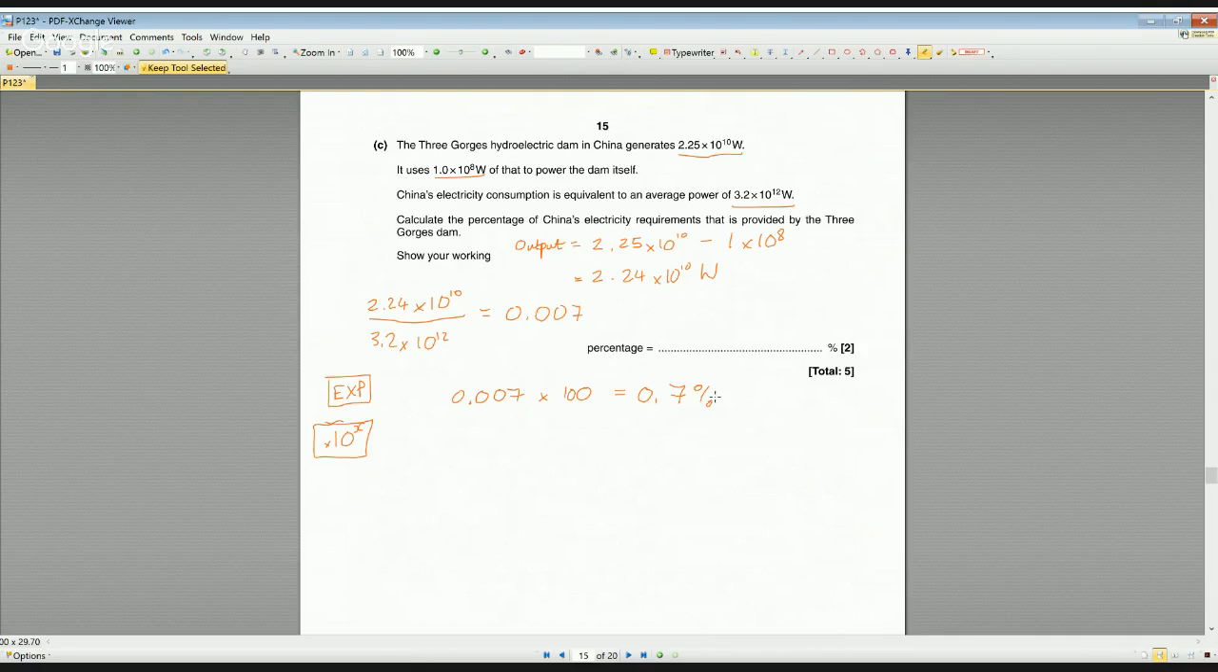I was marking this as a mock paper, and some students saw 0.7 and then decided to multiply that by 100 again and said the answer was 7%. No, it is 0.7%. It's less than 1% of China's demand. Perhaps it's an unexpected answer, and that's why students did that.